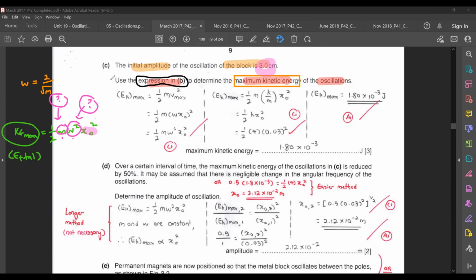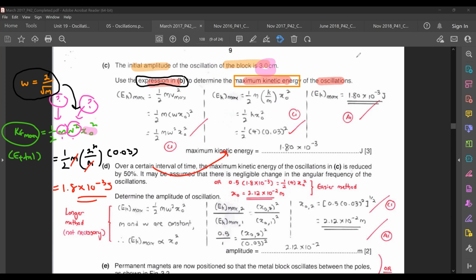So what you really needed to do was, if you recall omega is 2 over square root m, you substitute it inside here. You will get half m multiplied with 2 over square root m, squared, times your amplitude of 0.03. So even though you do not know the mass, it's not an issue because the masses cancel. Eventually you will get your answer as 1.8 times 10 power minus 3 joules. Okay, the working is actually shown here already.